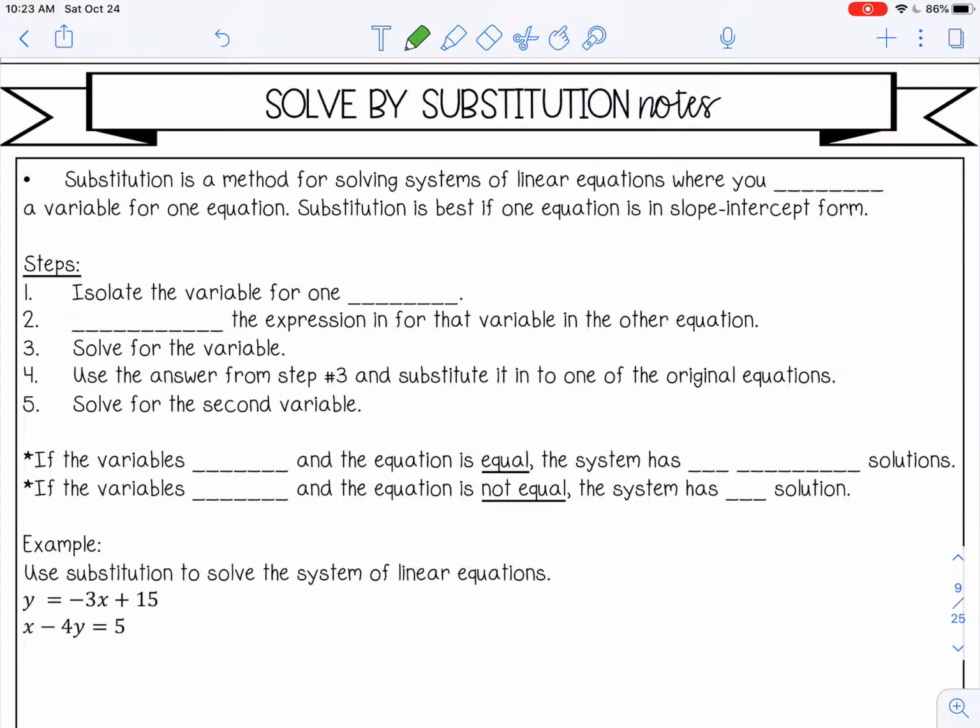Substitution is a method for solving systems of linear equations where you isolate a variable for one equation. Substitution is best if one of the equations is in slope-intercept form, and then the other could be in, like, standard form.